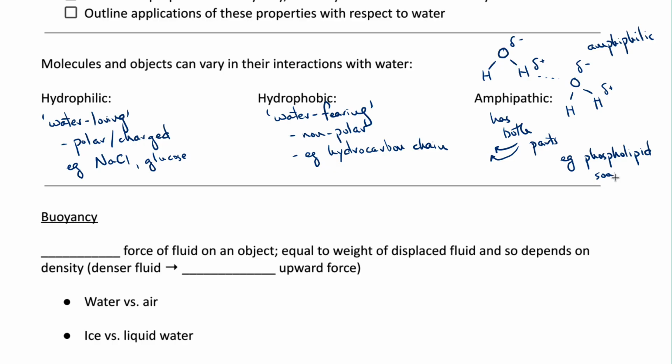Soaps are another example. In fact, that's how soaps work. Part of them can dissolve in water, and part of them can dissolve in grease, and that's what allows them to help us get grease off of our plates by rinsing them in water. So hydrophilic means water-loving, hydrophobic water-fearing, and amphipathic has parts of both.